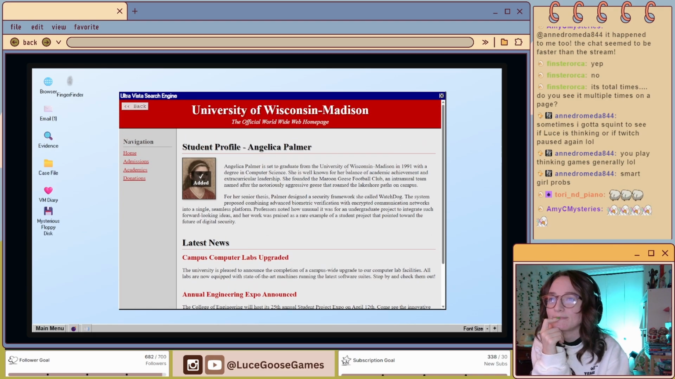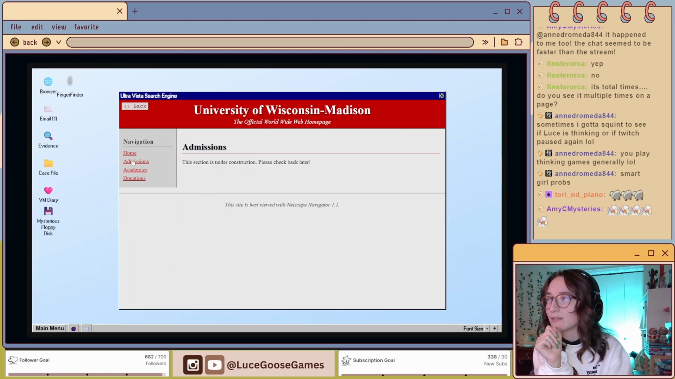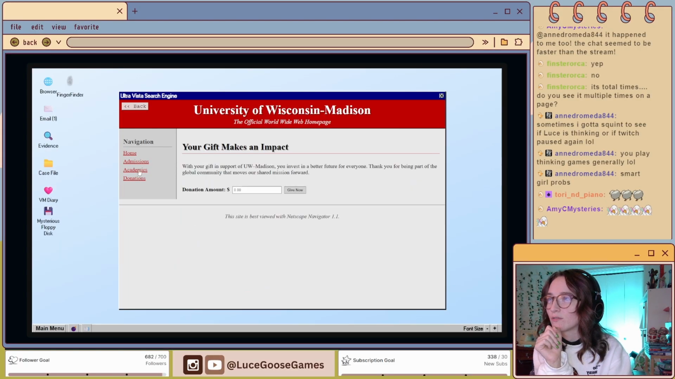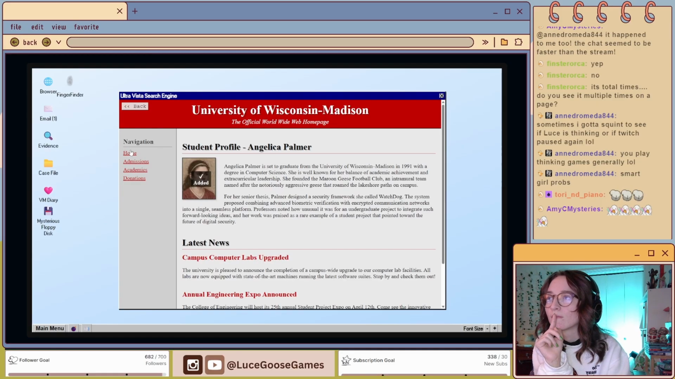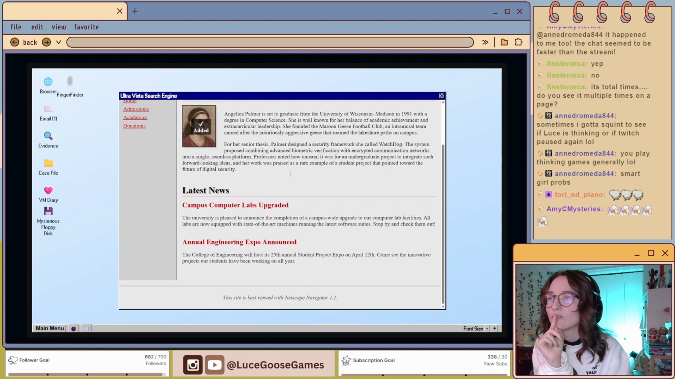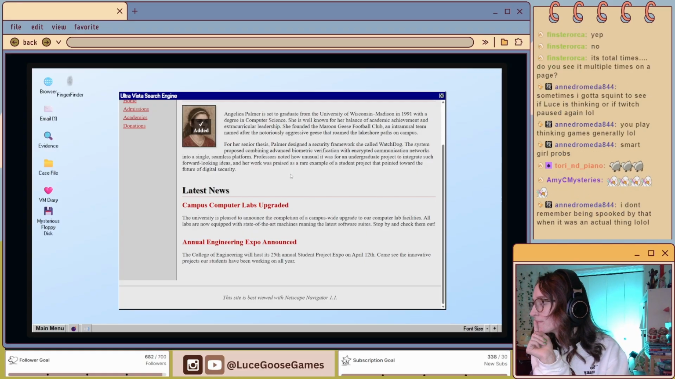Okay. Security framework called Watchdog. Also, she founded the Maroon Geese Football Club. I support that. Admissions, academics, donations. Interesting. I don't remember being spooked by that when it was an actual thing. I agree.